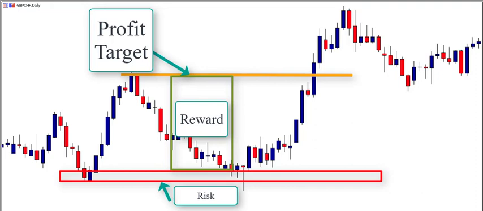The risk to reward ratio is an important concept. We will cover it in detail in the trade and tactics section. Now I want you to open your charts, identify supply and demand zones, evaluate the quality of the zones, and evaluate the risk to reward ratio.